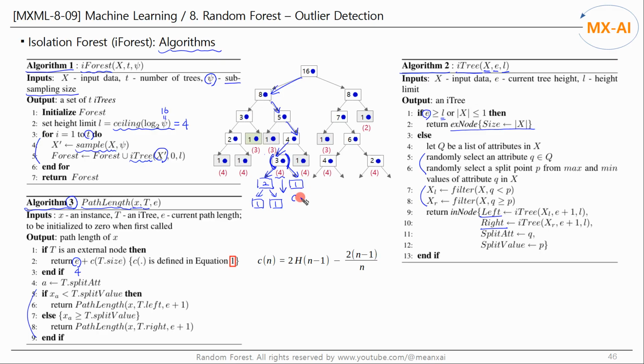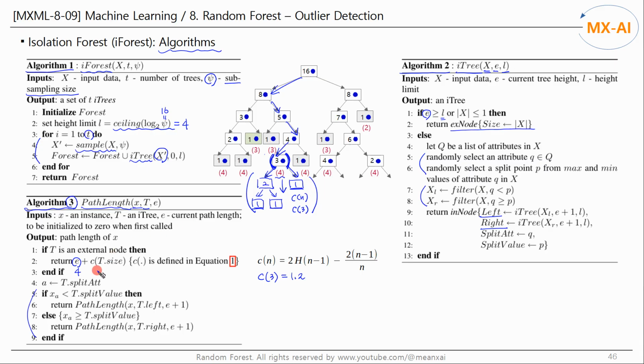As we discussed earlier, C(n) represents the expected average path length of a binary search tree containing n samples. In this example, the leaf node contains 3 samples. Therefore, the expected additional path length can be estimated using C(3). If we compute C(3) using this formula, we obtain approximately 1.2. This value represents the expected number of additional levels that would be required to isolate the samples completely.